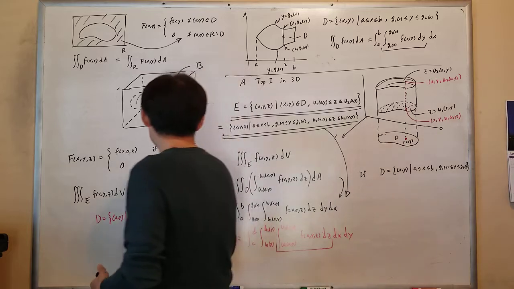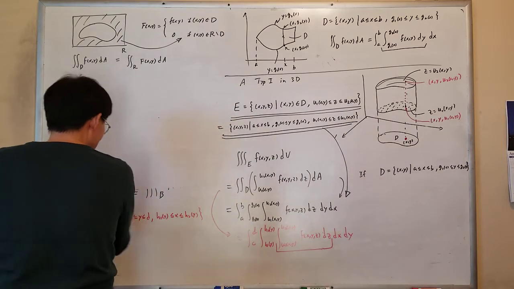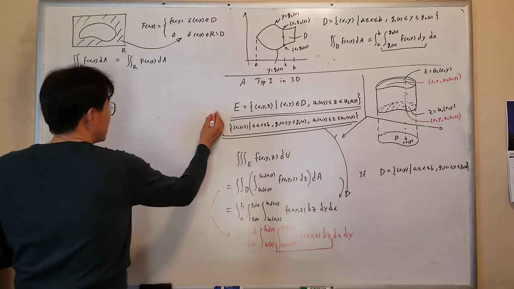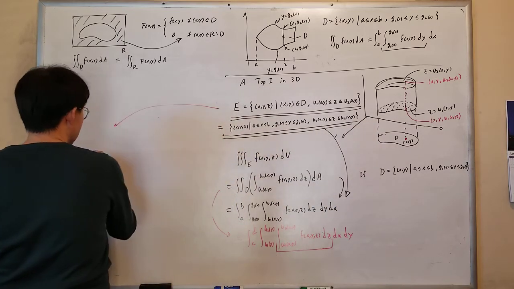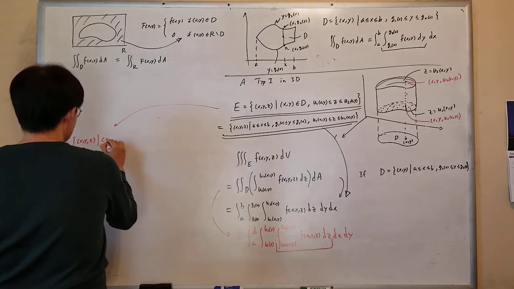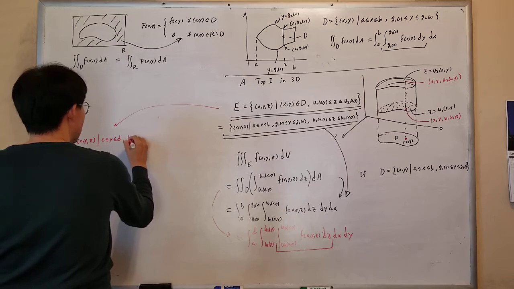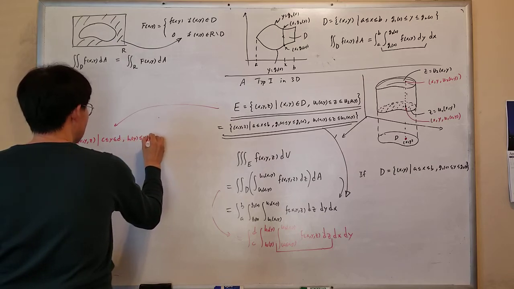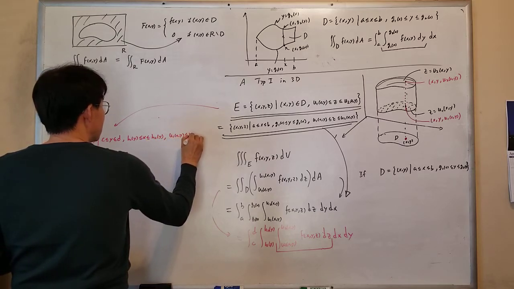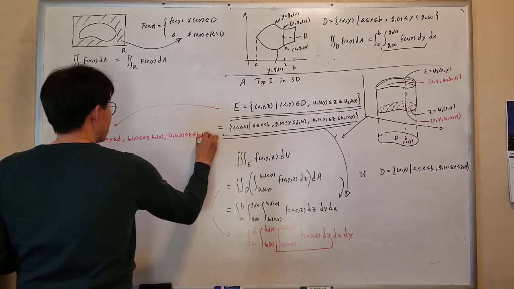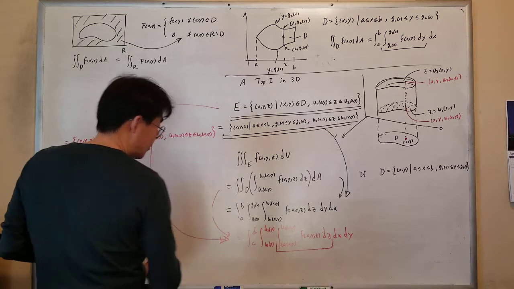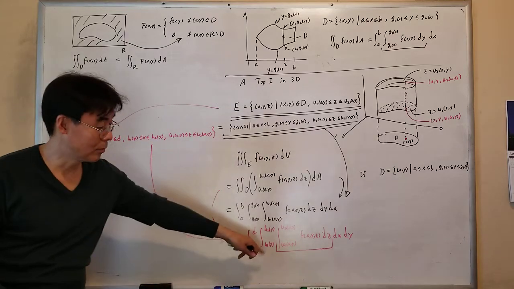Or if your E was written from the beginning as (x, y, z), with y from c to d, x from h1 of y to h2 of y, and z from u1 of x, y to u2 of x, y. If you're given it this way, then this is it. You can write it from the beginning.